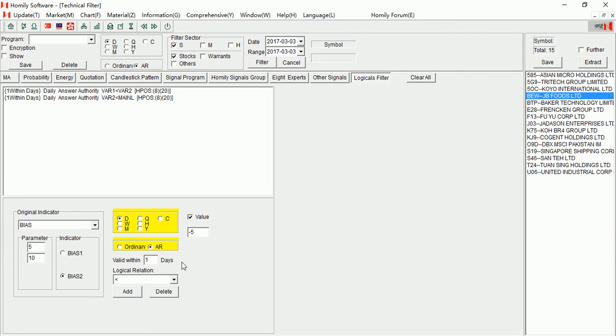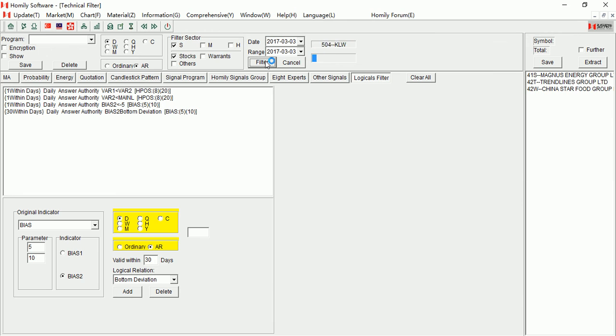Less than minus 5, click add. So BIAS2 less than minus 5. Then BIAS2 within 30 days. Change the 1 to 30. Then within 30 days, change the logical relation to bottom deviation. Then click add. Then just click filter. It's okay. You can check it, you can do it after class.